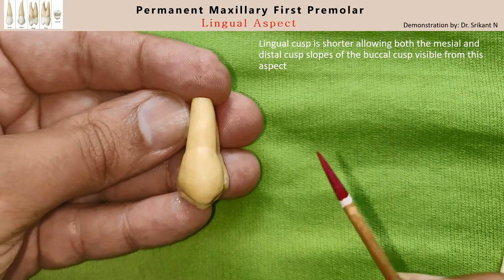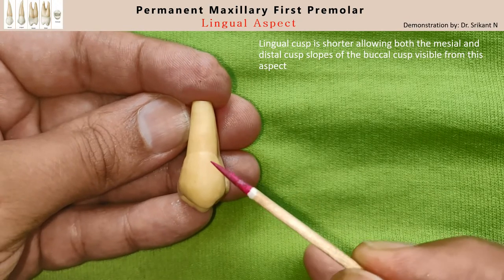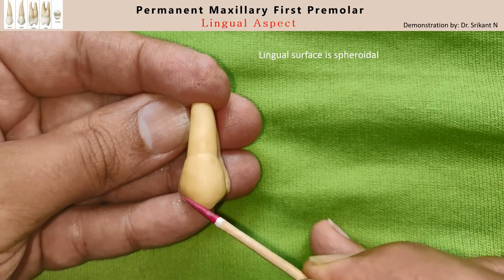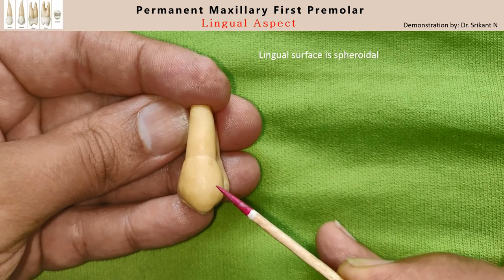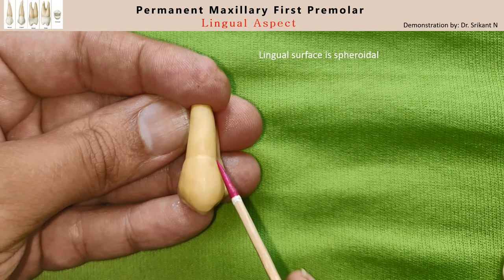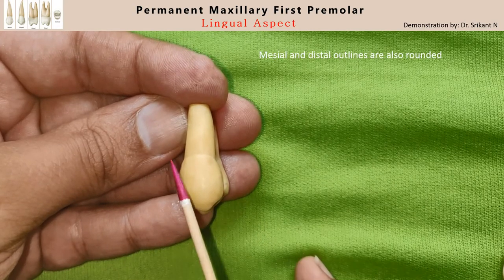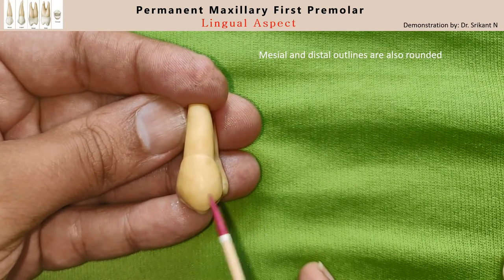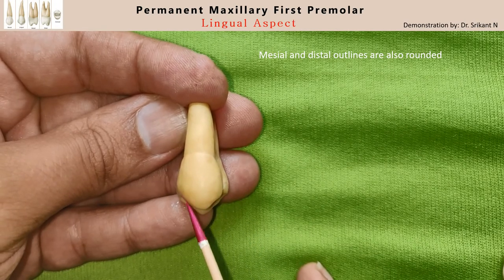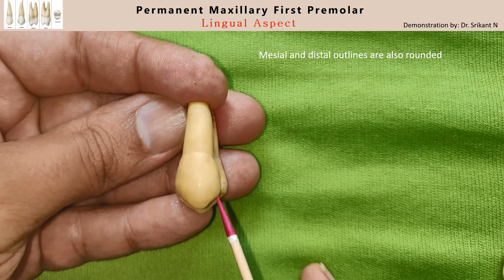Now let us talk about the lingual aspect itself. The lingual surface is much more spheroidal than that of the buccal surface. The mesial as well as the distal outline, the mesial outline here and the distal outline here, are roughly spheroidal and rounded, and they continue to form the lingual cusp tip.